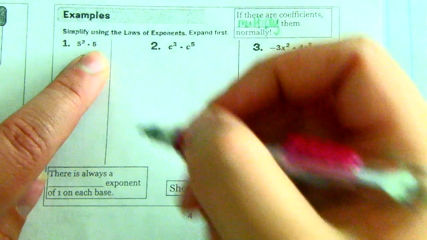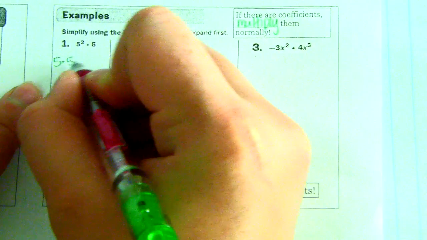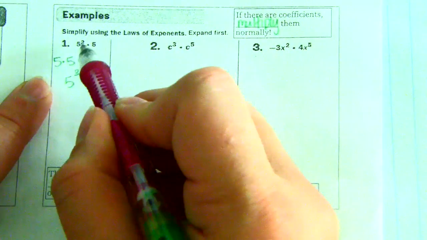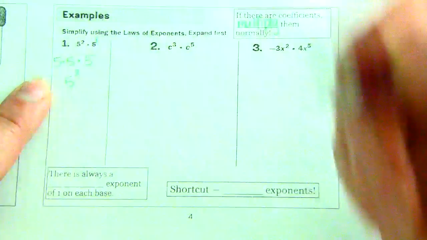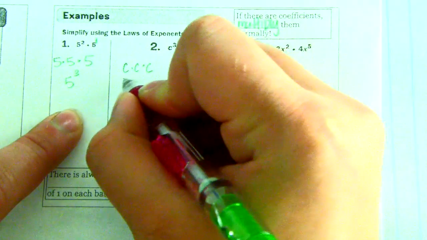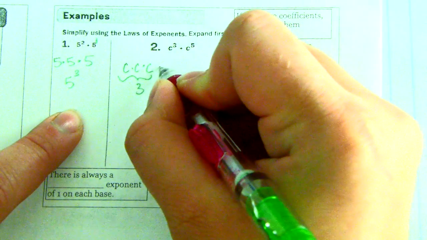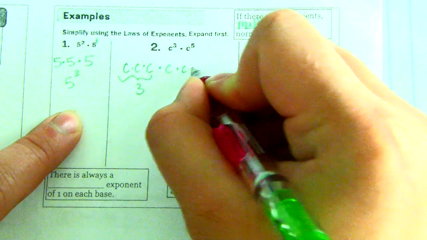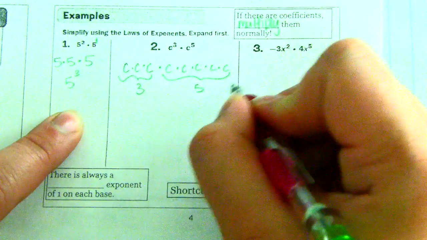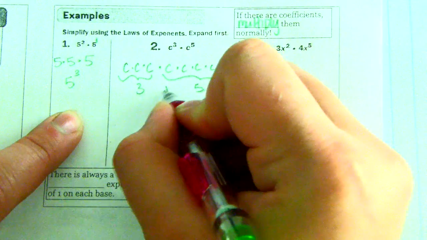So 5 squared times 5, that's 2 5s times another 5, which is 5 cubed, or 5 to the third. 2 plus, there's a hidden 1 always. Hidden 1. So 5 to the third. This would be 3 c's, or c to the third, times 5 c's, which gives me 8 c's, c to the eighth, and 3 plus 5 is 8.